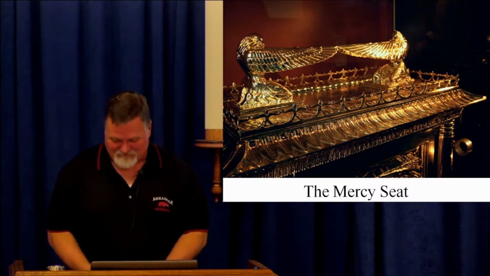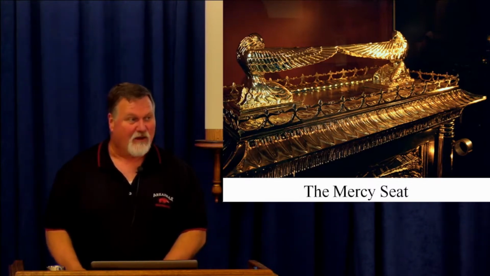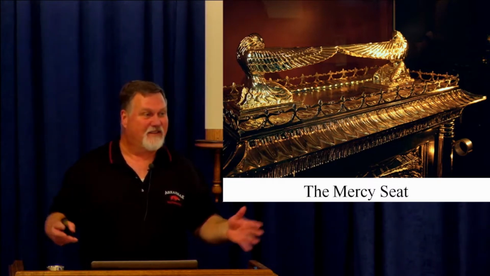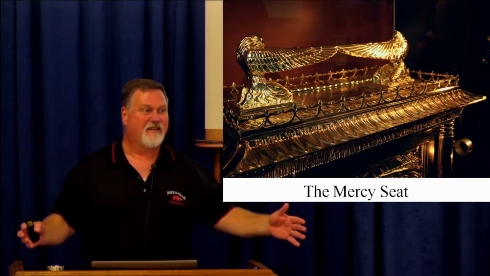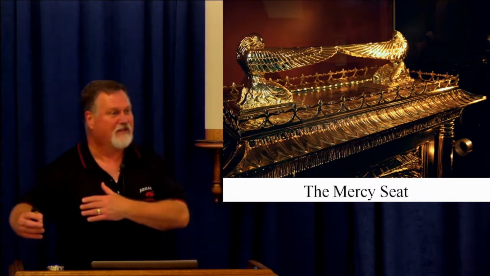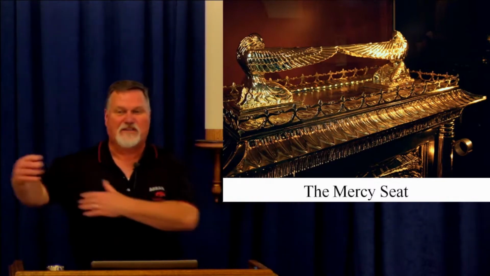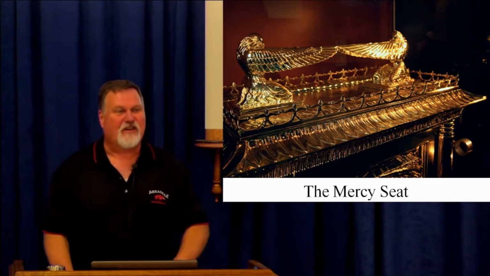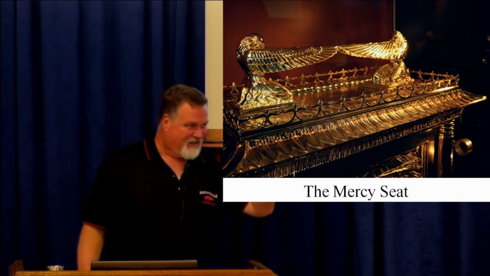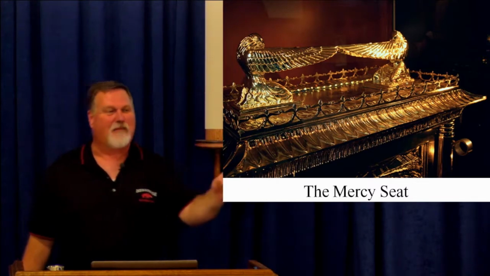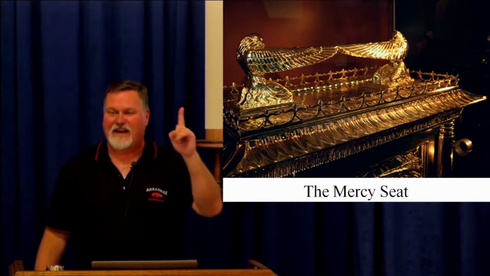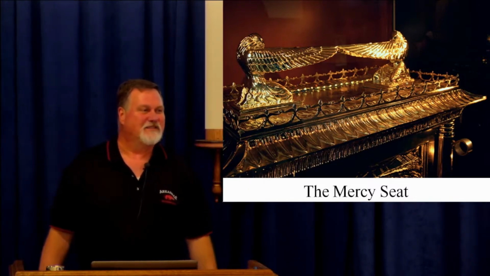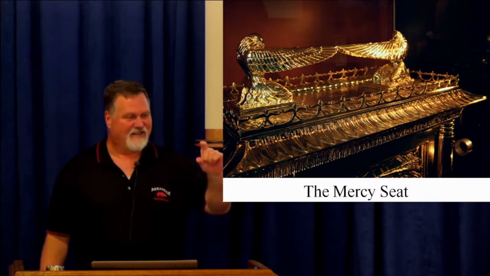Now, we're given the dimensions of the mercy seat. Okay, it's 2.5 cubits by 1.5 cubits. So it's 45 inches by 27 inches. All right? So if it's 1 inch thick, not counting the angels on top, if it's 1 inch thick, it's 847 pounds. It's not that thick.